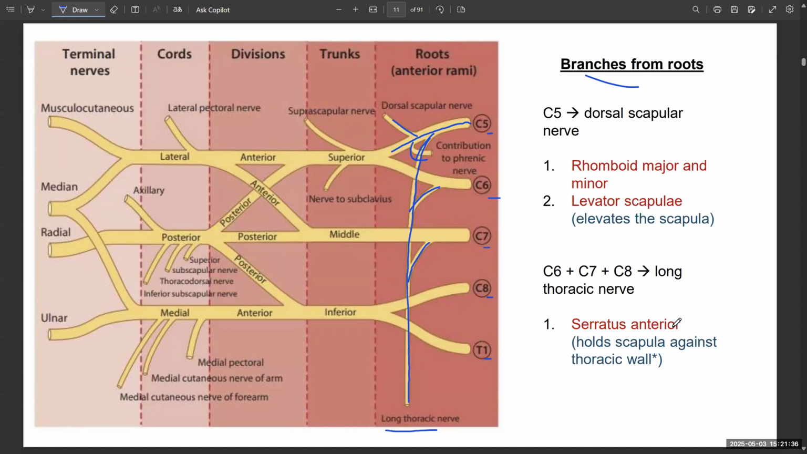Now, serratus anterior is going to hold the scapula against the thoracic wall. So if you have a scapula at the back, not if, you do have a scapula, that scapula is going to be held against your back by this muscle. So God forbid this muscle gets paralyzed. Your scapula will go out and it will look like you have a wing at the back, which we will talk about in a bit.